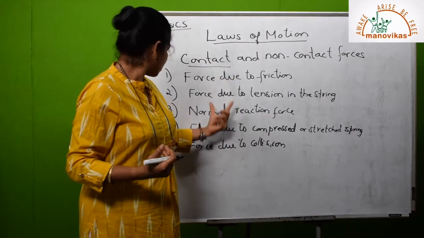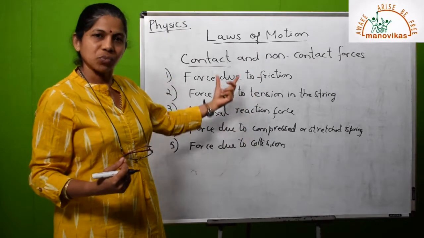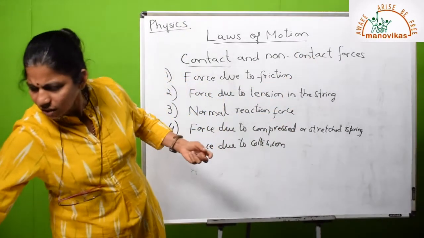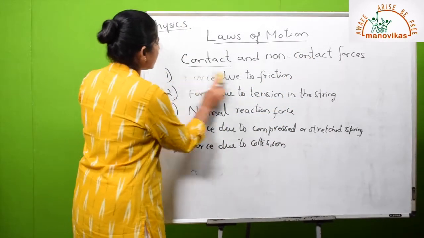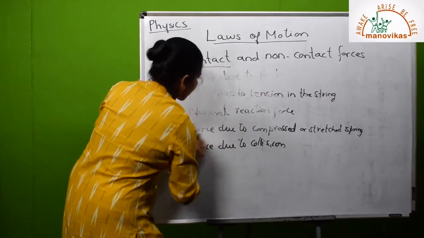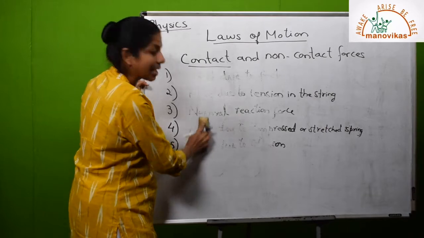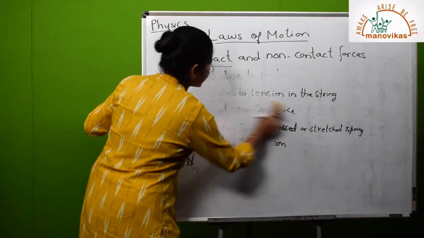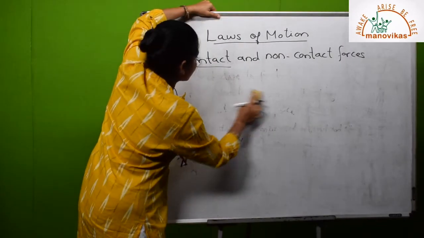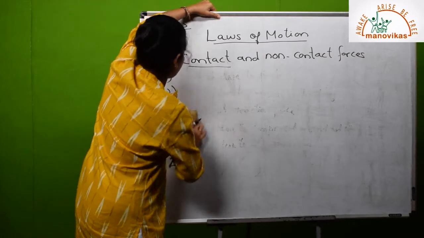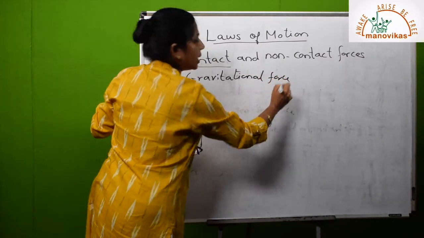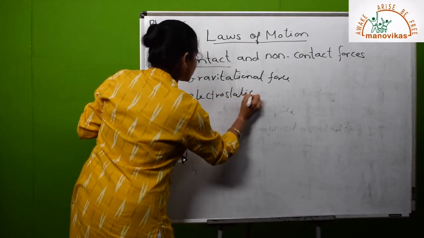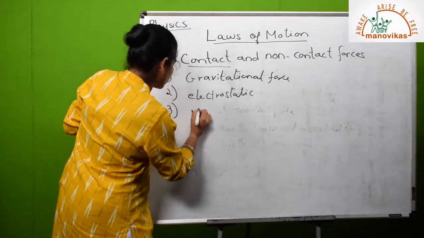So far we have learned about 5 different types of contact forces. Next is non-contact forces. Now, gravitational force, electrostatic force and magnetic force, these are the 3 types of non-contact forces present. So I am going to explain the first one, that is gravitational force, electrostatic force and magnetic force.